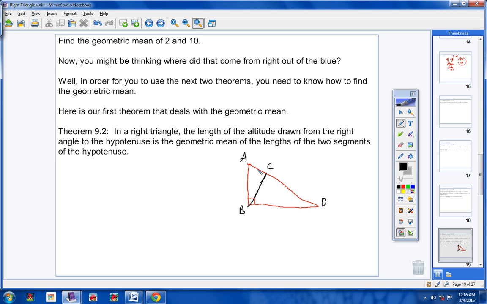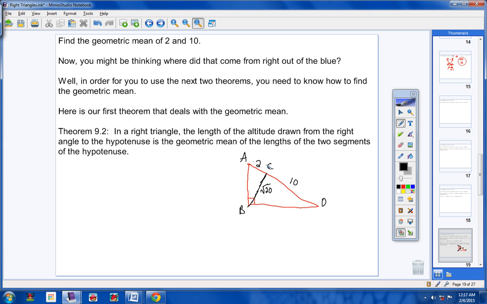So, for example, see this segment here? Pretend that was a 2. Got it? See this segment here? Pretend that's a 10. In order to find the length of BC, you would find the geometric mean of 2 and 10, which we already did earlier. And what did we get? The square root of 20. Do you see it okay? That's what this theorem is saying.